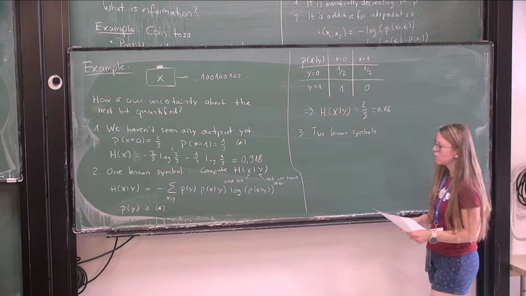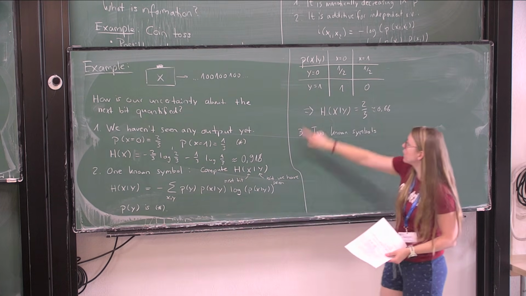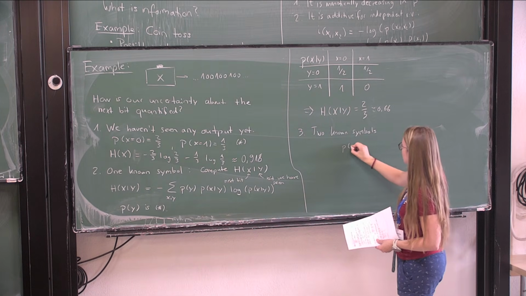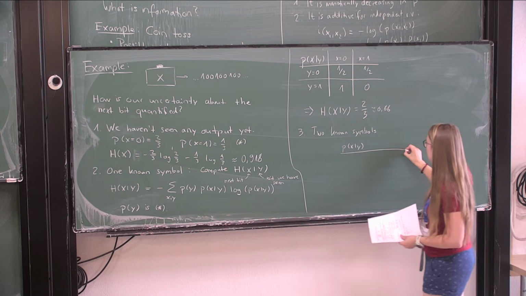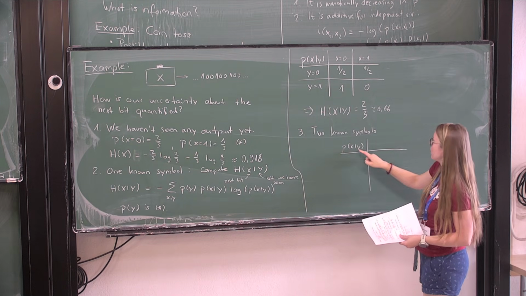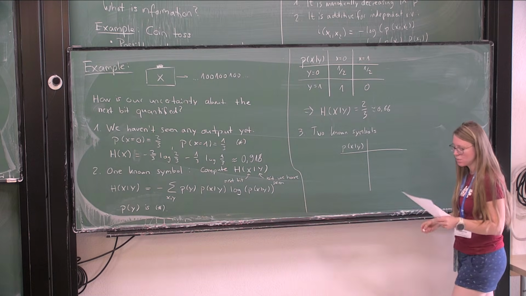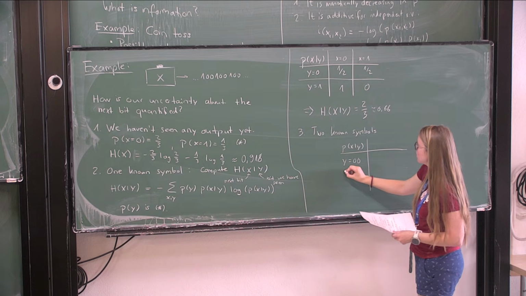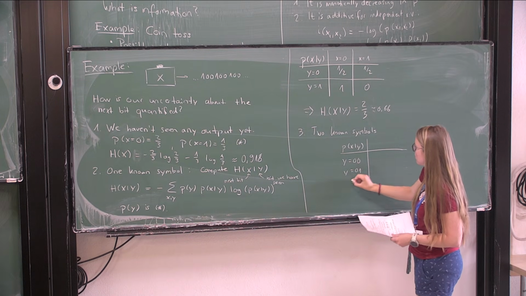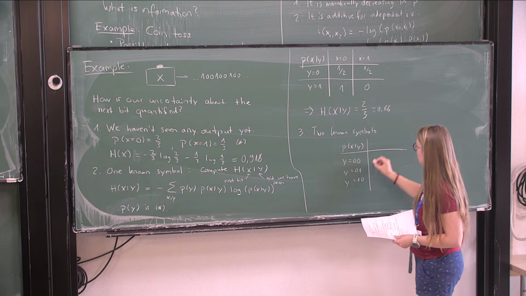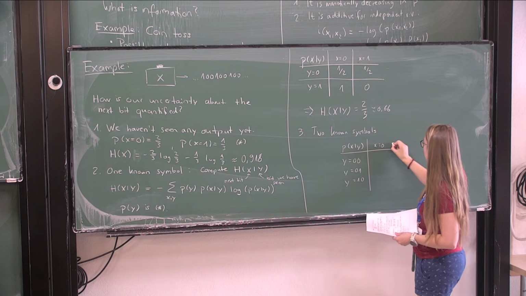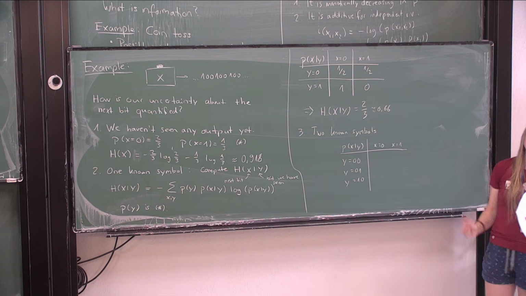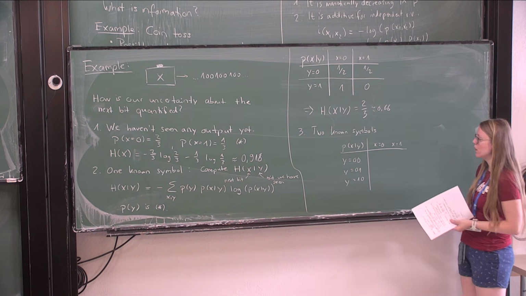Okay, if we have 2 known symbols, we need to do the same calculation again. If you look now at the conditional probability distribution, the possible values of y that could have appeared are now 0, 0, 0, 1, 1, 0. 1, 1 cannot appear because the structure of the box doesn't allow that.